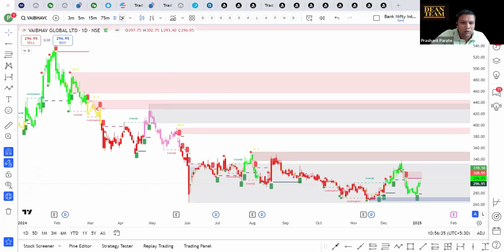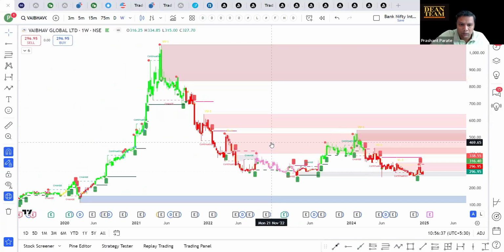Vaibhav Global weekly chart. On the weekly chart, we see a strong up move. After that, what happened? This is a climactic move and then a downtrend. As soon as the candle color changes to red, it's better to exit at 715, or you will be at this level now. It gives a clear-cut indication.